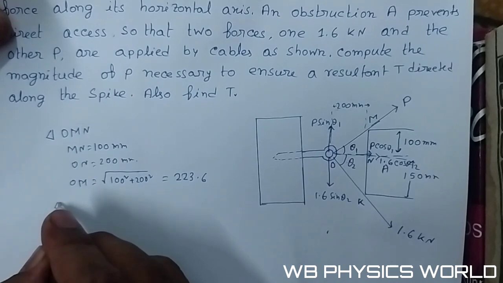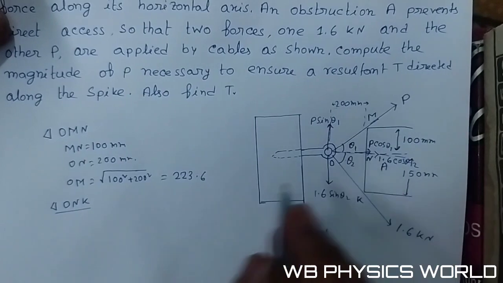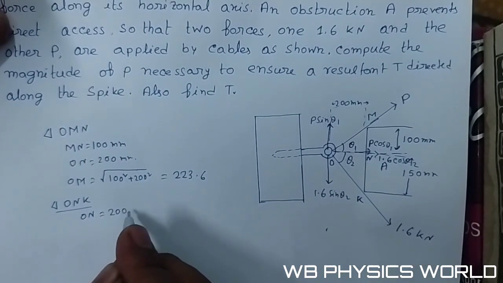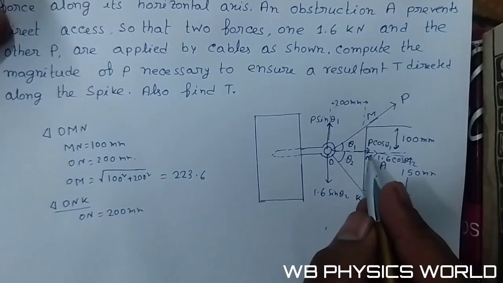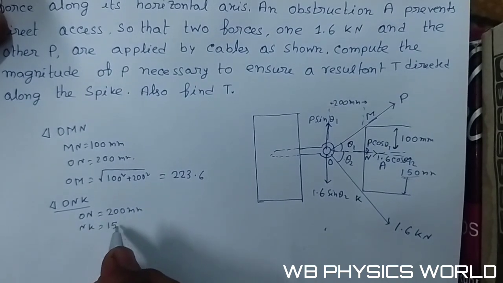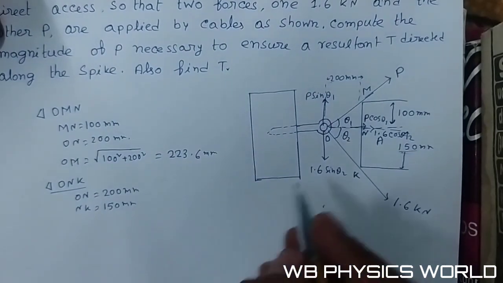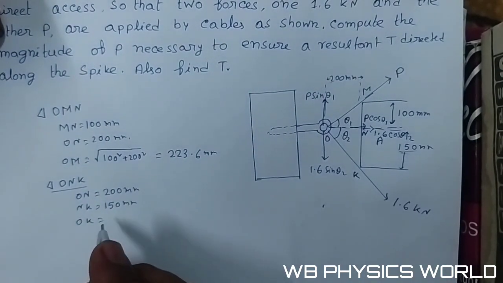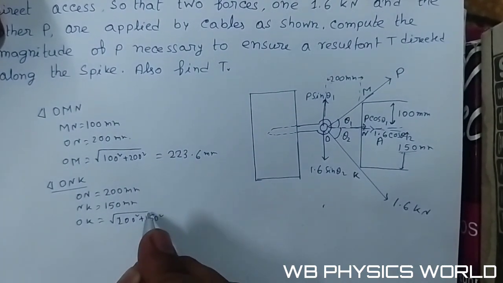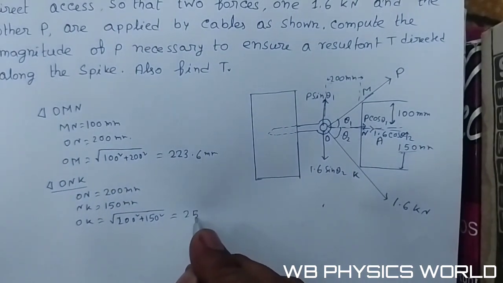And for triangle ONK, here ON is 200 millimeter and NK is 150 millimeter, and OK is root over 200 square plus 150 square, equal to 250.